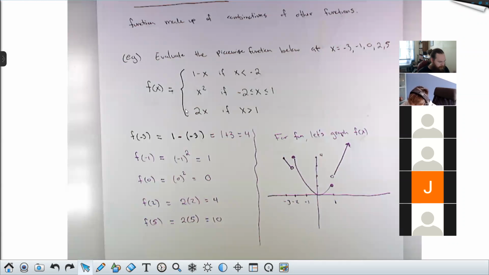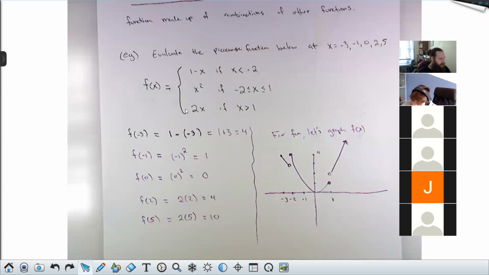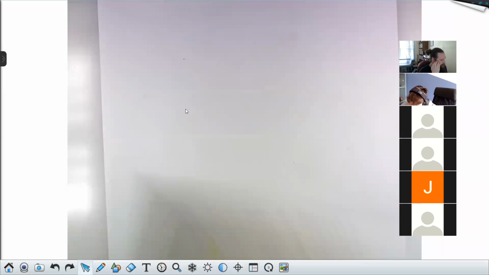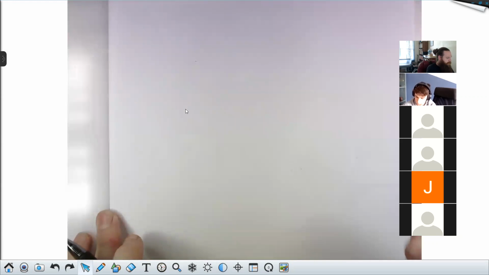I want to do one more of these evaluating function problems, but this time I want to use some more complicated expressions. Let's do something like this to start.